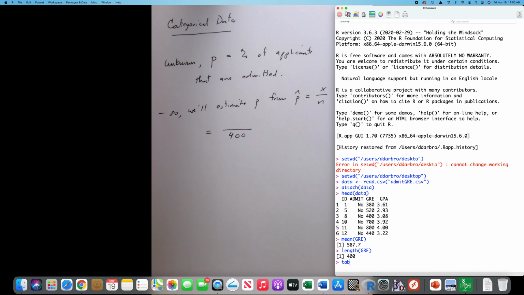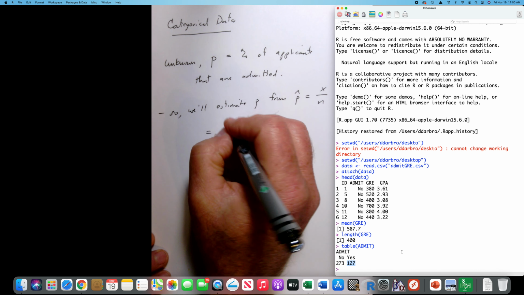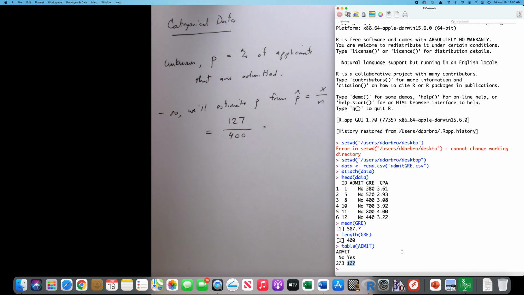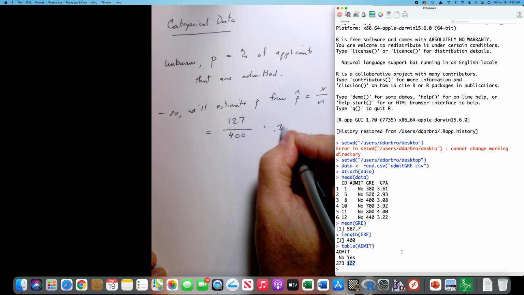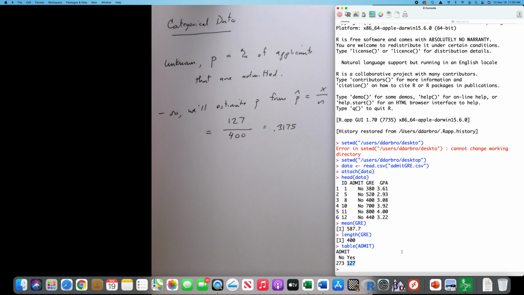And we can come over here and just do table admit. So there were 127 out of 400. So 127 out of 400 tells me that my point estimate is 0.3175, I believe. Yeah.